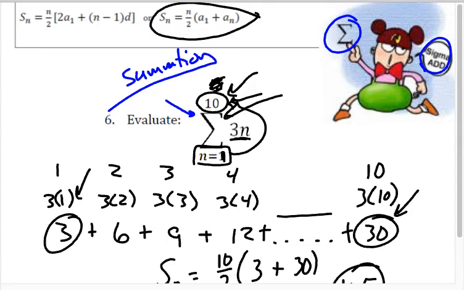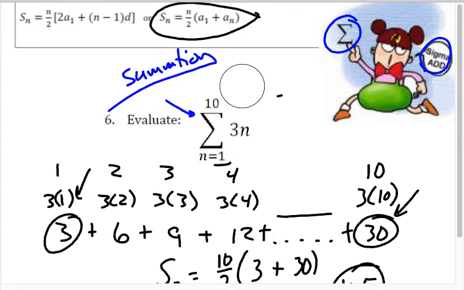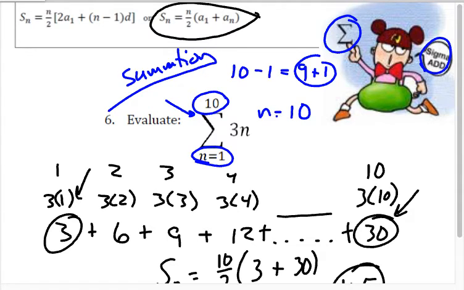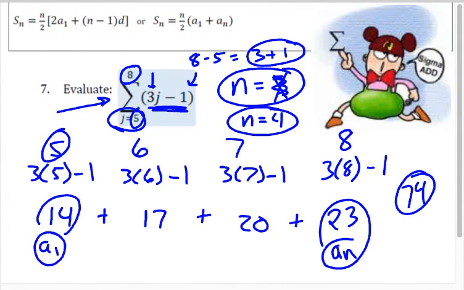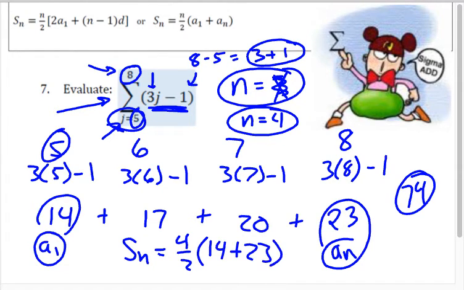To get you to understand this a little bit, look at here. n was equal to 10 because we went from 1 to 10. But if you're going to figure it out by subtracting, 10 minus 1 is equal to 9. You still have to add 1 to it to get actual n equaling 10. So if that's how you generate your n, by subtracting these two numbers, make sure you add 1 to it to get your actual n term. And s sub n would equal 4 over 2 times 14 plus 23. You're still going to get 74 for an answer.